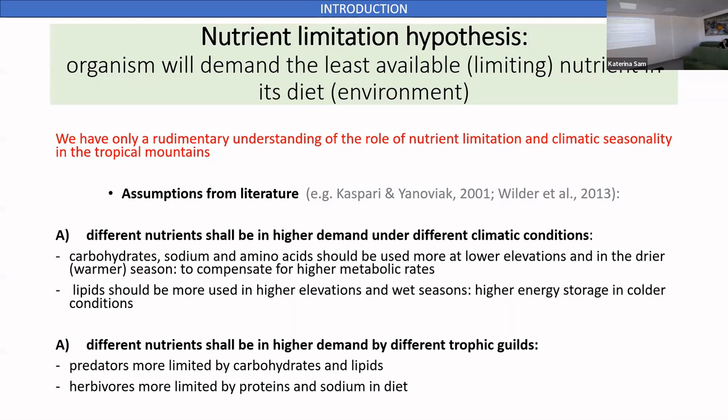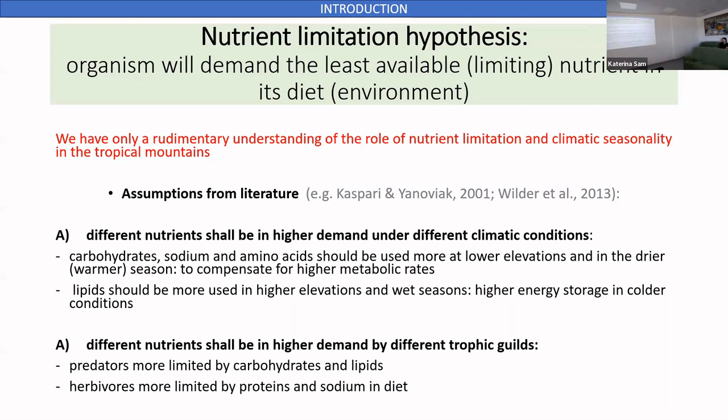And from that, we would have some assumptions: carbohydrates, sodium, and amino acids should maybe be more consumed at lower elevations and in the drier season to compensate for higher metabolic rates in the hot and dry environment, while lipids could be more used at higher elevations and in wet seasons because the insects need more long-term energy storage. This is more known from mammals who save lipids for winter time, but maybe it could work for some insects as well.